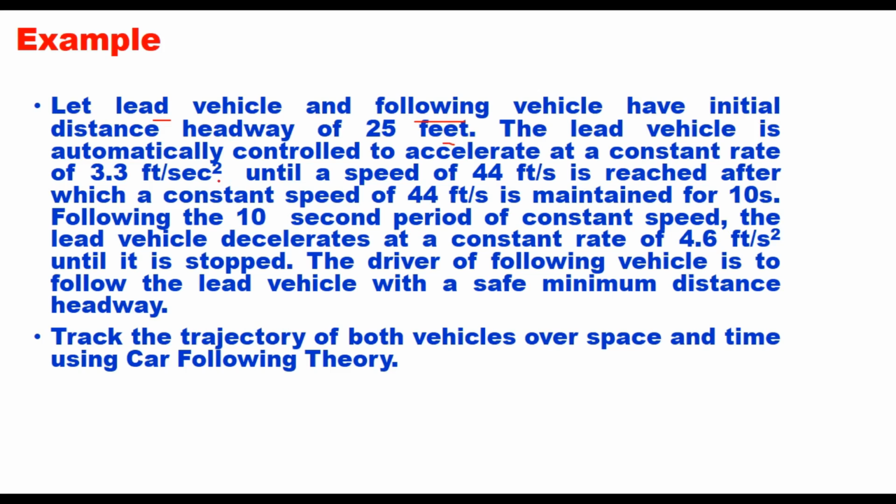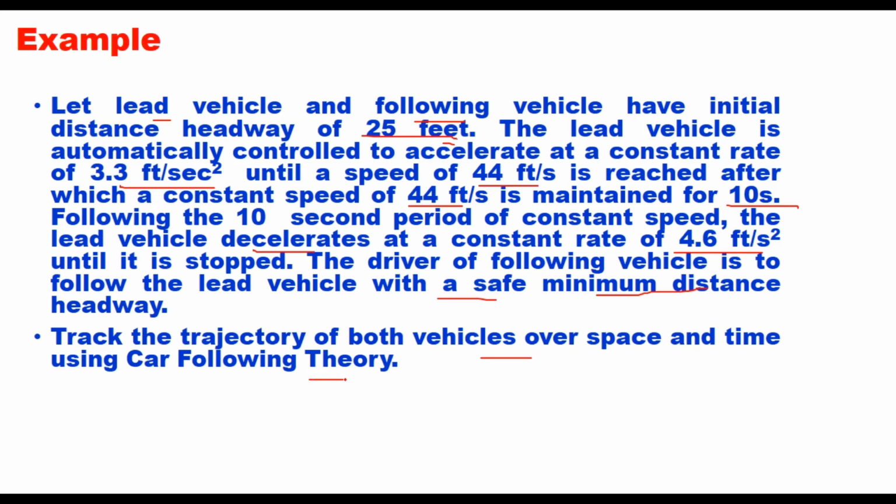The lead vehicle is automatically controlled to accelerate at a constant rate of 3.3 feet per second square until a speed of 44 feet per second is achieved, after which a constant speed of 44 feet per second is maintained for 10 seconds. Following the 10 seconds period of constant speed, the lead vehicle decelerates at a constant rate of 4.6 feet per second square until it is stopped. The driver of the following vehicle is to follow the lead vehicle with a safe minimum distance headway, that is 25 feet. The question is to track the trajectory of both vehicles over space and time using car following theory.